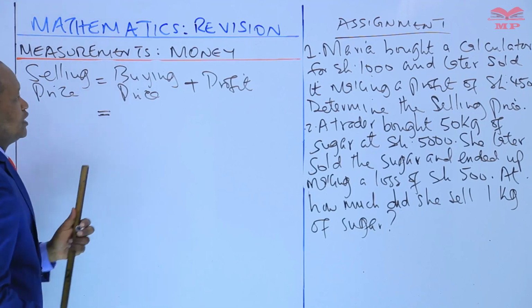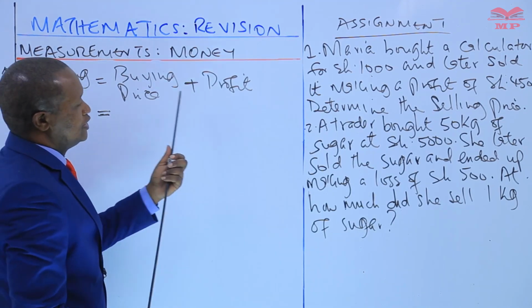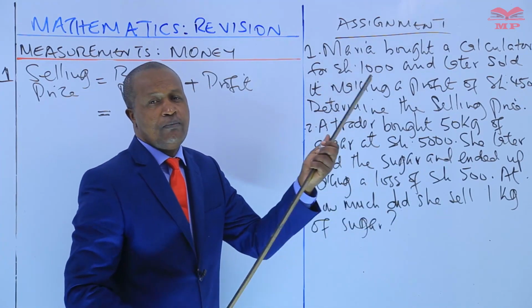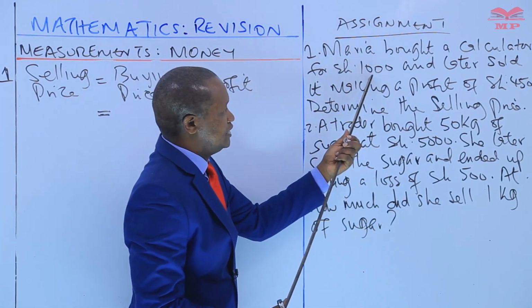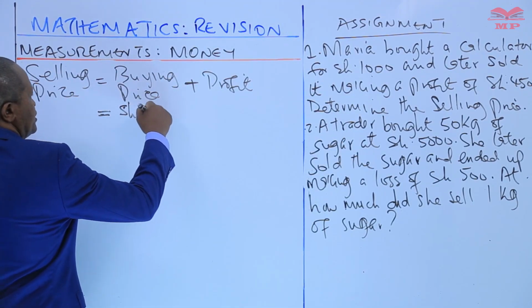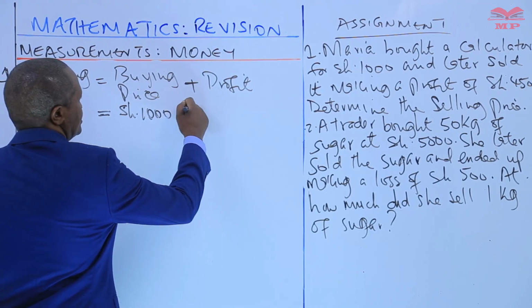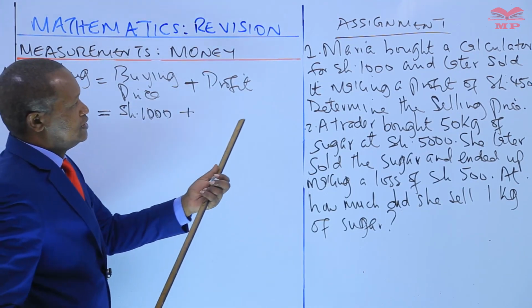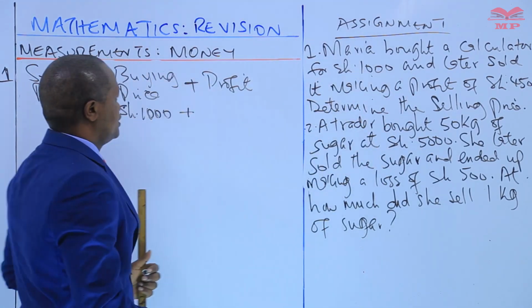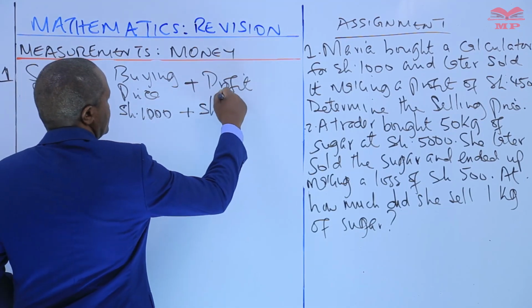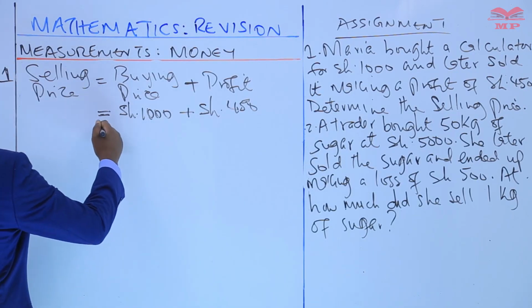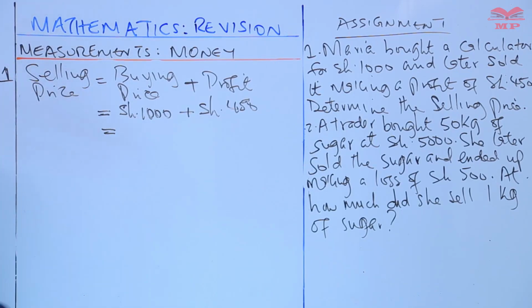Then we go back to the question and check what is the buying price. And we read here, Maria bought. Bought is the past tense for buy, and therefore the buying price is 1,000 shillings. 1,000 shillings plus the profit, making a profit of 450 shillings. The profit is 450 shillings. So the total will give us the selling price.